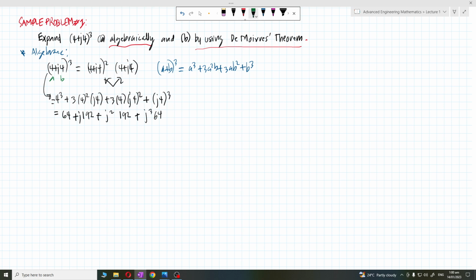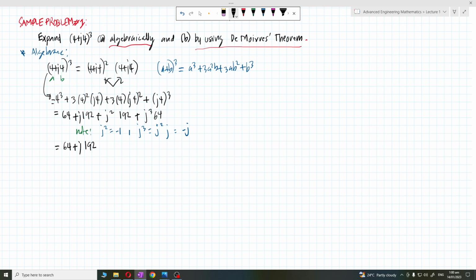Take note, guys. The equivalent of j squared is negative 1. And then j cubed, you can write that as j squared times j. Again, j squared is negative 1, so j cubed is the same as negative j. So this one can be simplified into 64 plus j192.